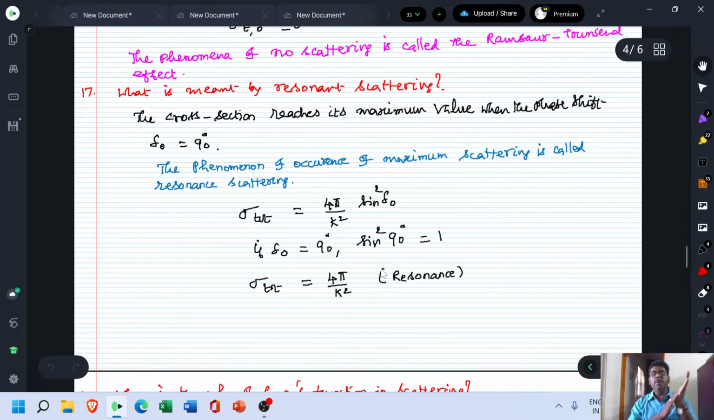Next question is, what is meant by resonance scattering? Suppose the phase shift is 90 degree, maximum cross section is available for scattering. The phenomenon of occurrence of maximum scattering is called resonance scattering.